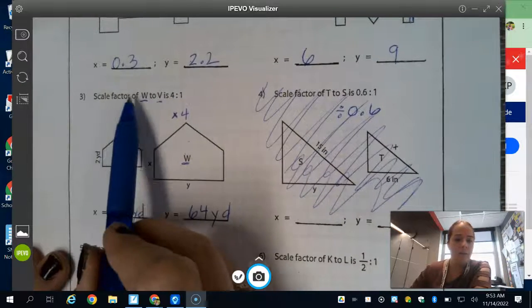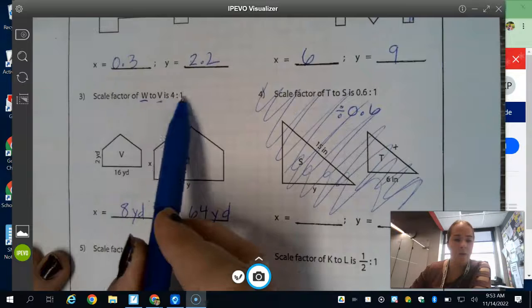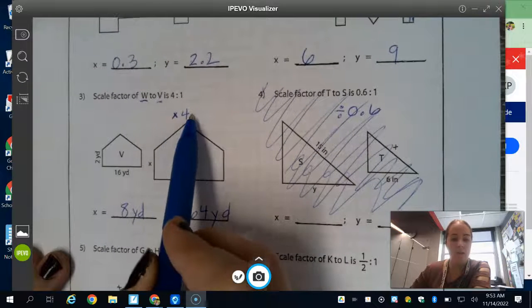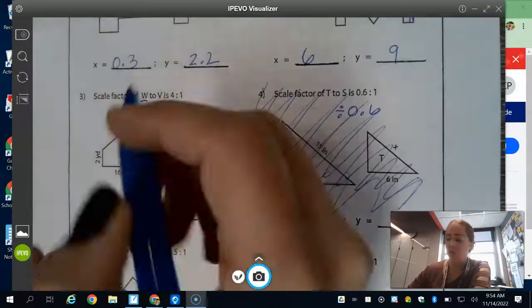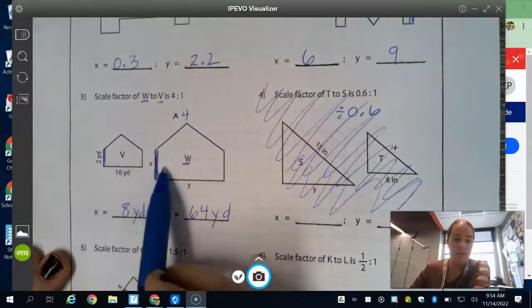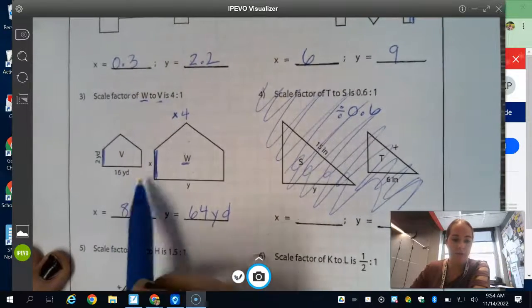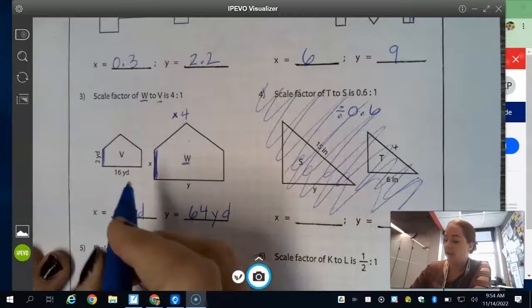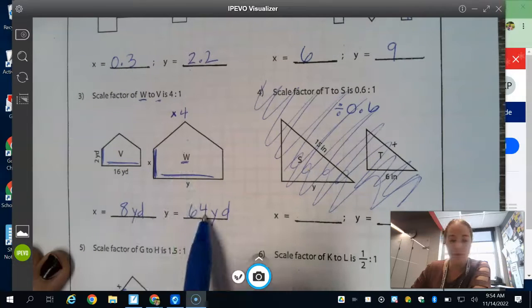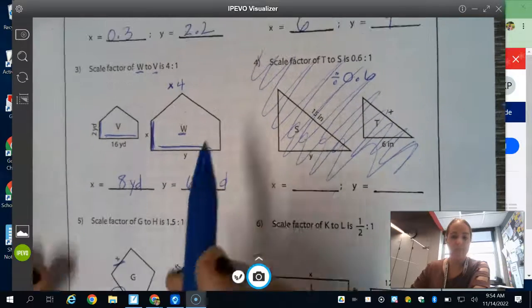Number 3, scale factor from W to V is 4 to 1. So this little one and the big one's getting 4 times as big. 2 times 4 lines up with this one here. So that's your side, same side of the shape. 2 times 4 was 8 for x. 16 for my bottom and my bottom. 16 times 4 was 64, so y was 64.